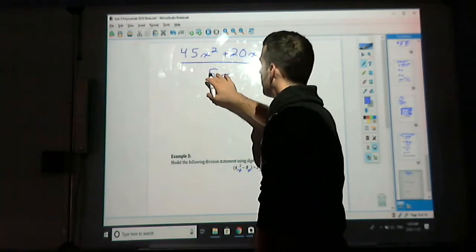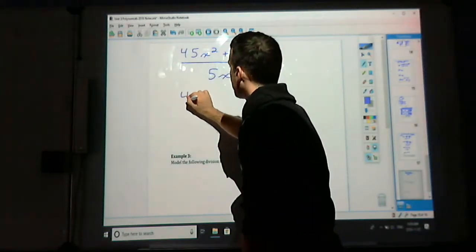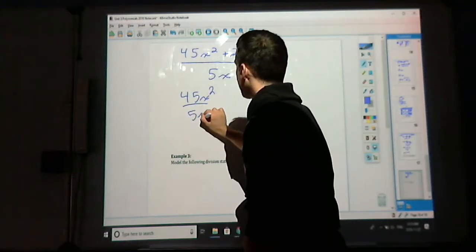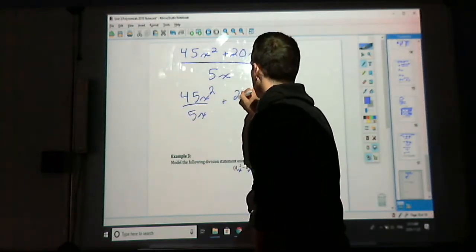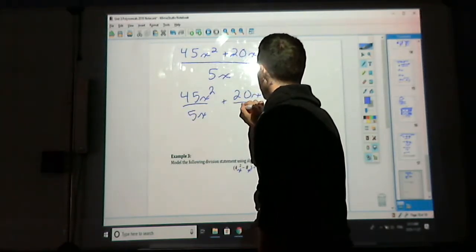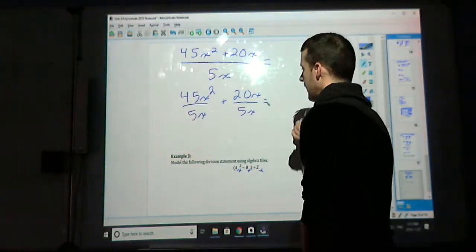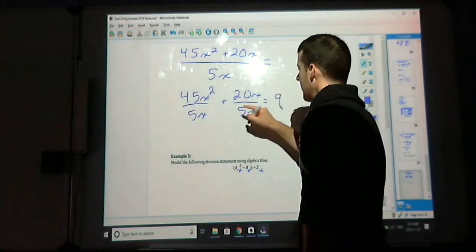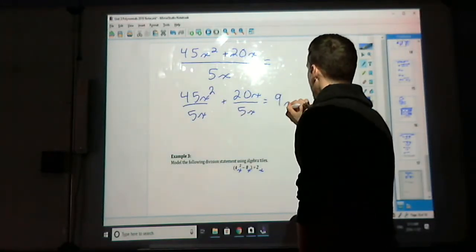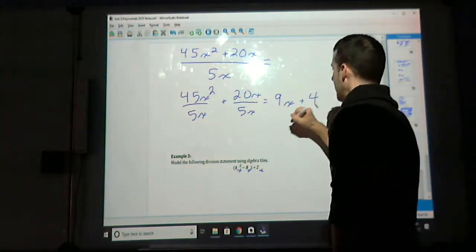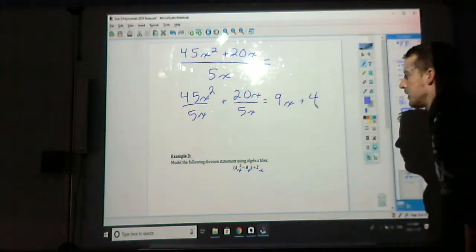We can go straight to dividing, or we can break it down into 2 components. 45x plus 20x divided by 5x, right? And this simplifies to 45 divided by 5 is 9. X squared divided by x is x, plus 20 divided by 5 is 4. X divided by x, we don't have to worry about, okay?